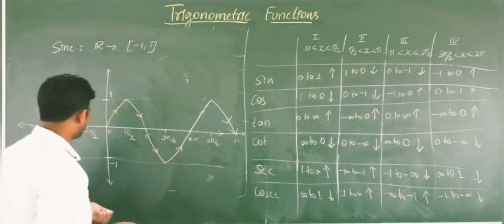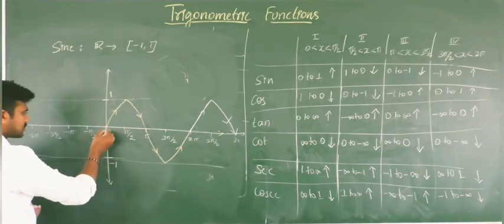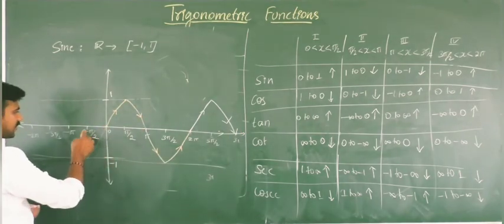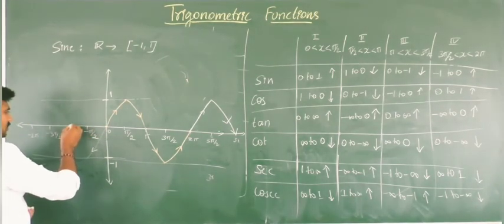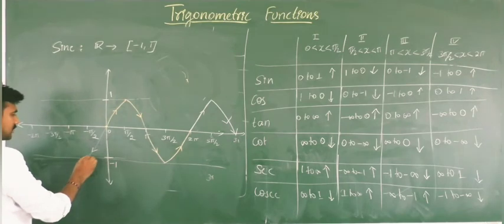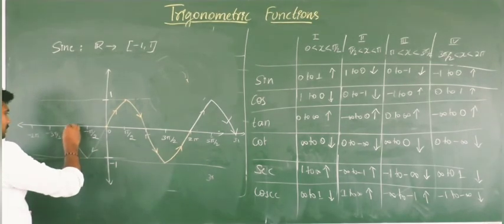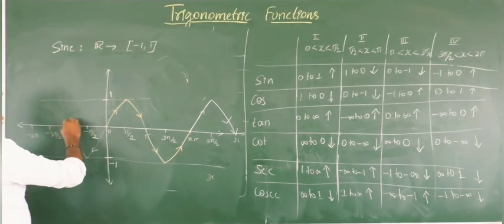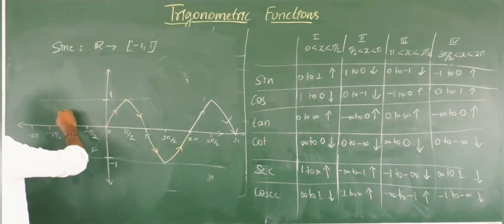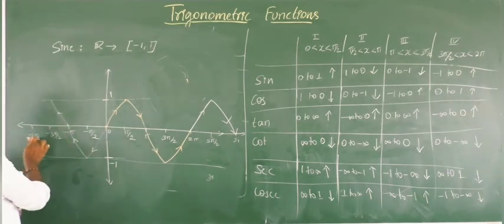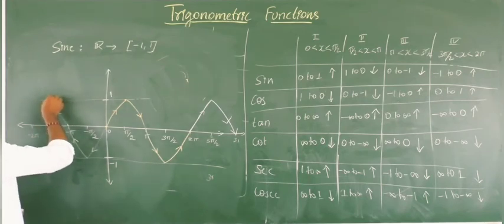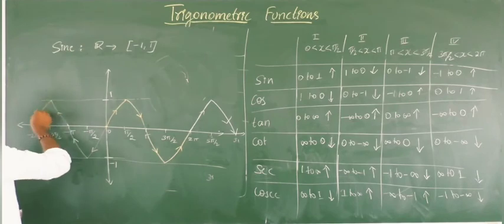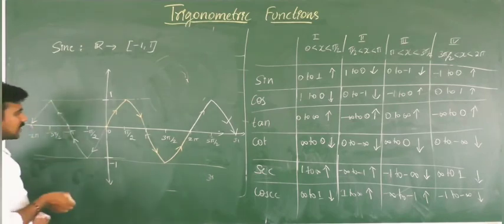This is the graph. Here also it is decreasing, minus pi by 2 to 0 decreasing. So minus pi to minus pi by 2 increasing, and minus pi to minus 3 pi by 2 increasing, minus 2 pi to minus 3 pi by 2 decreasing. Like this.